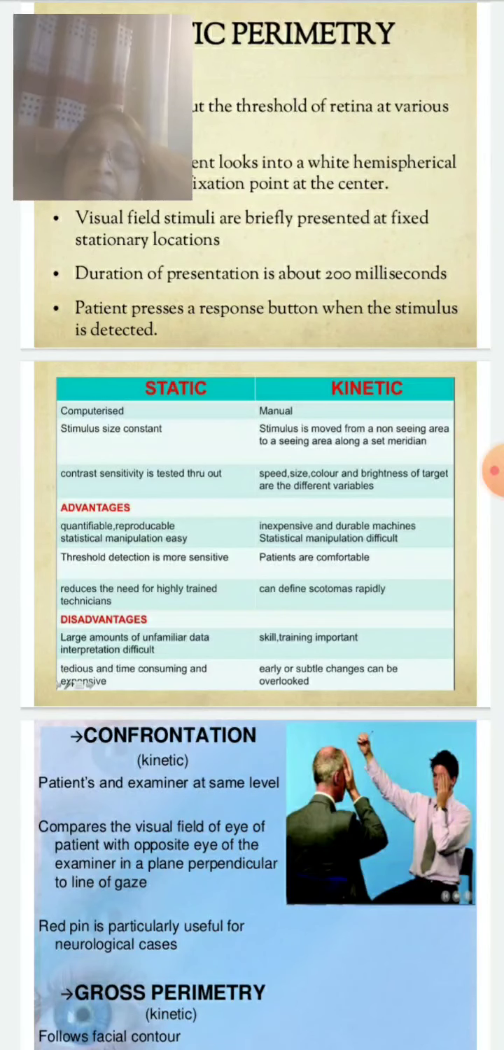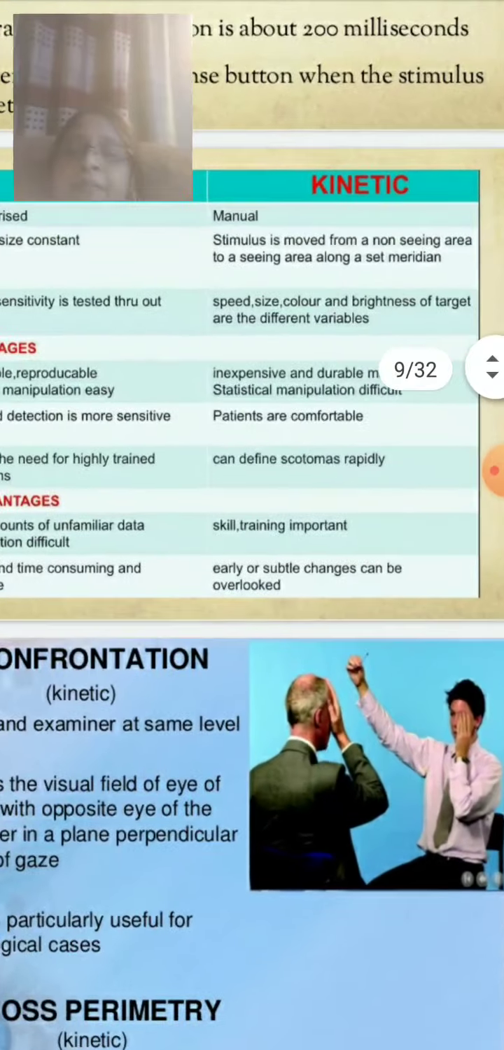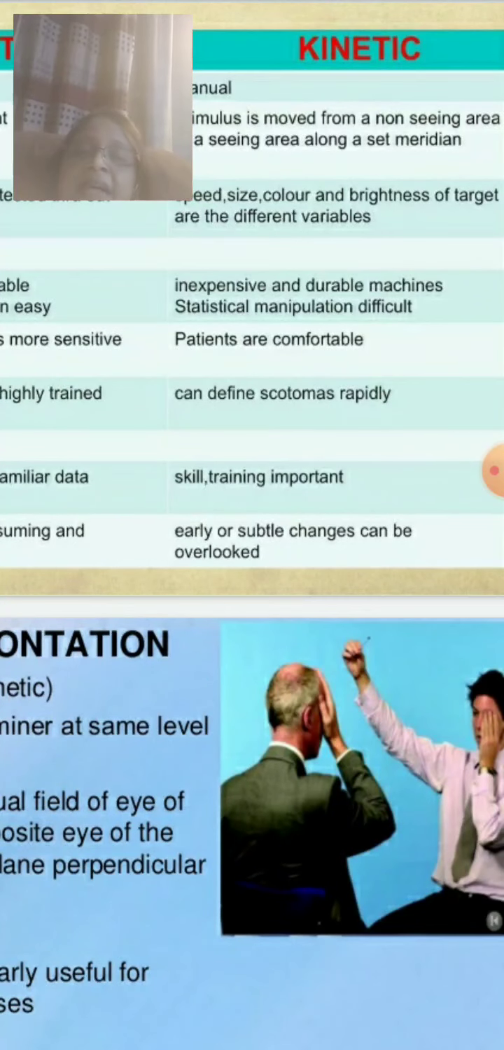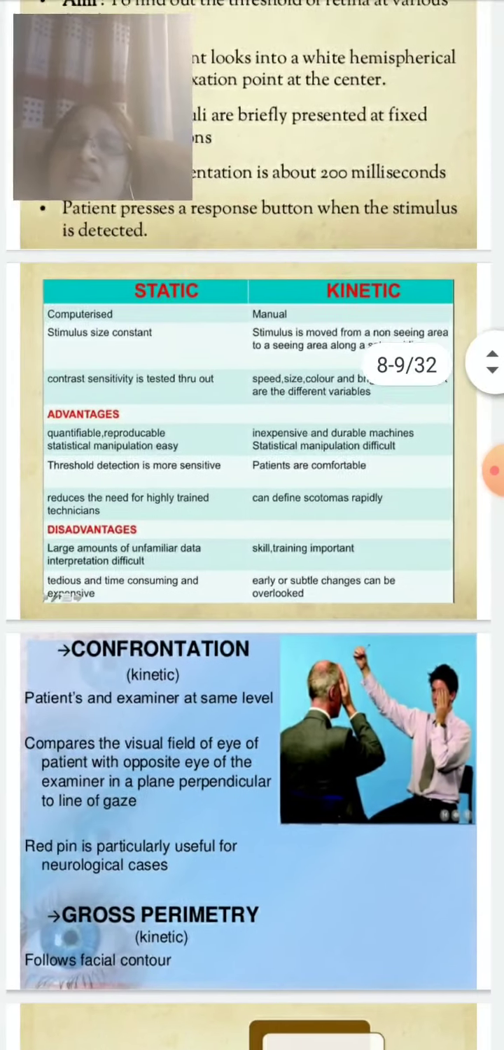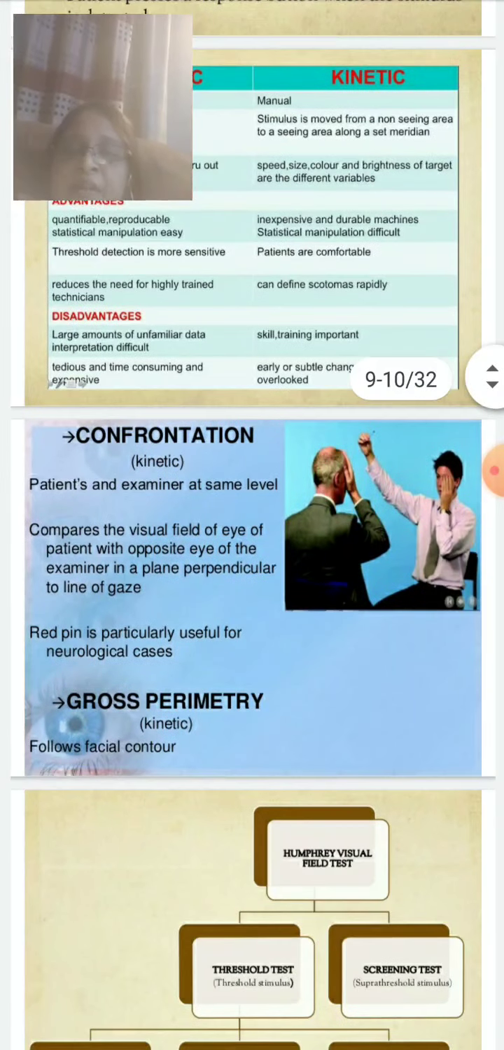in kinetic perimetry, the person who is performing it requires some skill and some training. Also, subtle changes or early scotomas may be missed in kinetic perimetry.